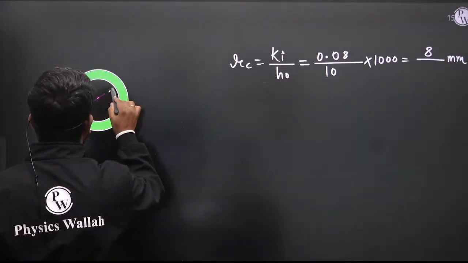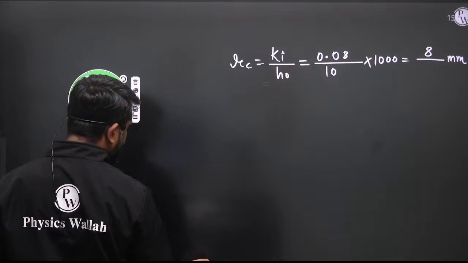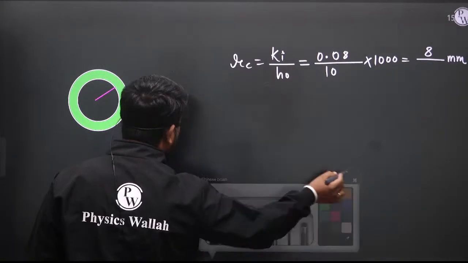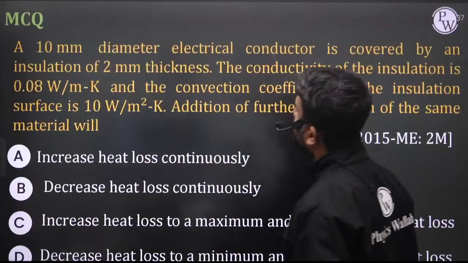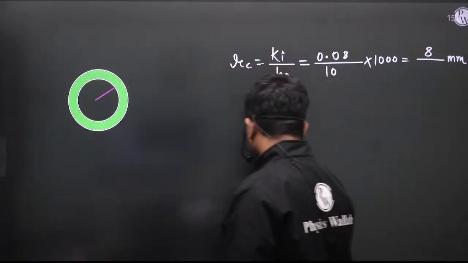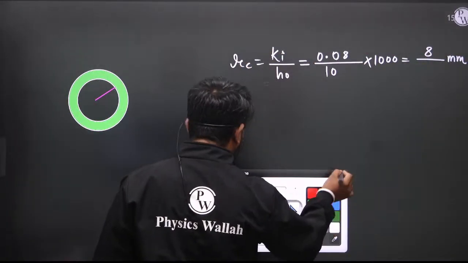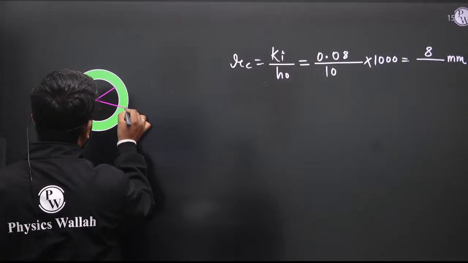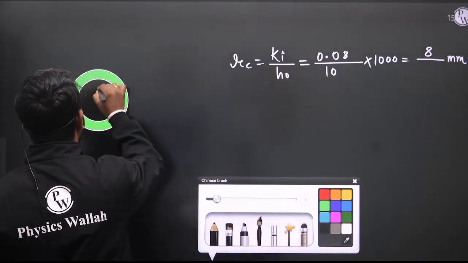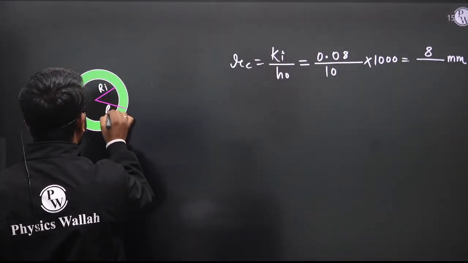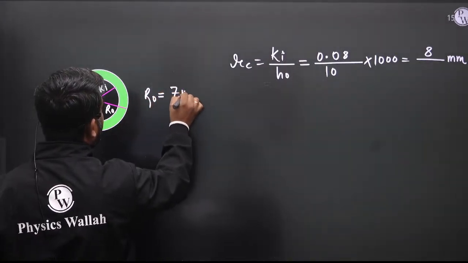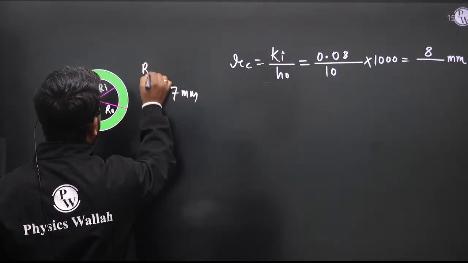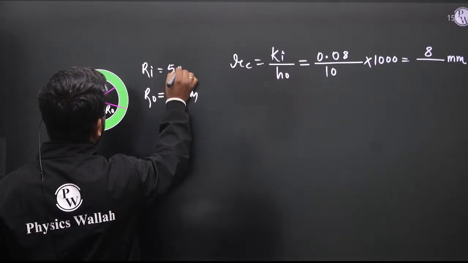Now, see here. This is 5 mm, and this thickness is 2 mm. So this is 7 mm. Let us consider this is the Ri and this is the R0. So R0 is 7 mm. Ri is 5 mm.